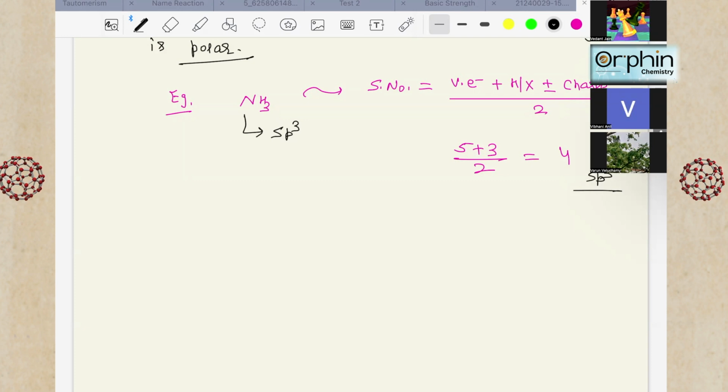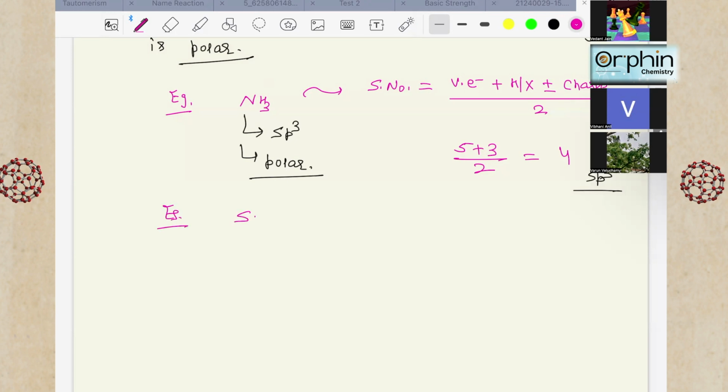Okay. And bond pair and lone pair also we can find out in a very simple way. Because steric number is coming as 4, that means the sum of lone pair and sigma bond is 4. There are 3 side atoms only, that means 3 sigma bonds. So 1 lone pair is there. So we can say this compound is polar. Let us see one more example.